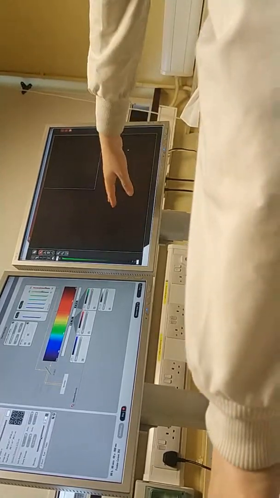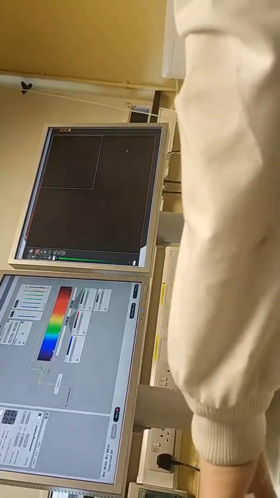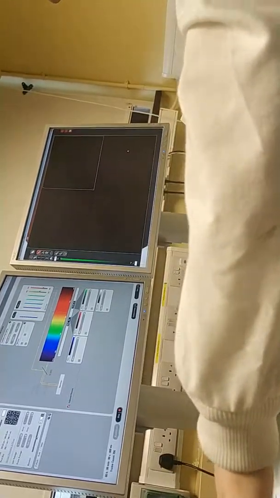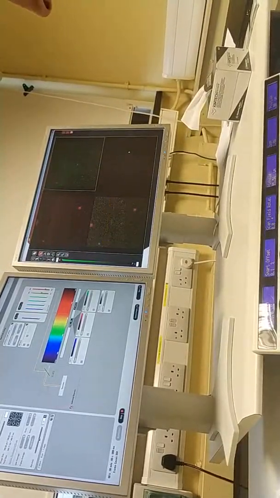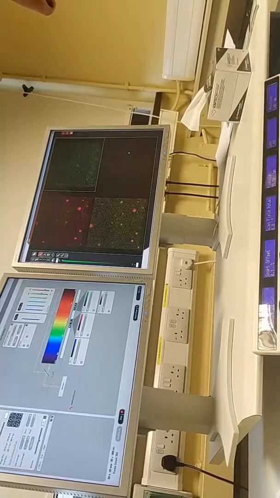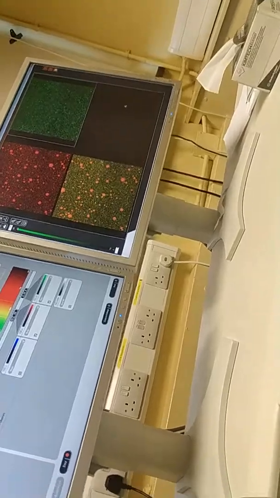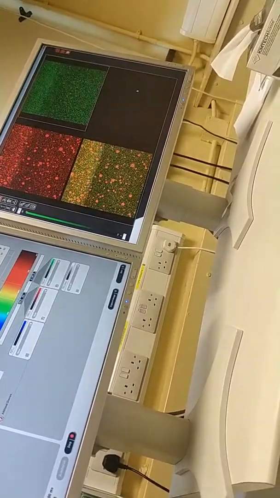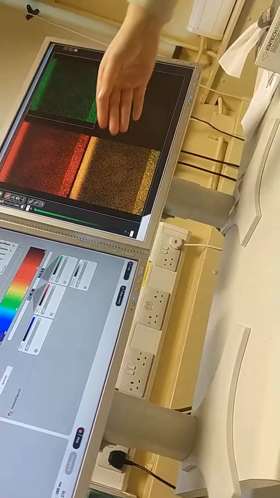Now all we see is noise. This is noise because we increased the gain to the maximum. And now you saw that we can actually see some structure. This is not noise, this is some structure, so this is your emulsion. And if you continue going down, at some point you lose it.